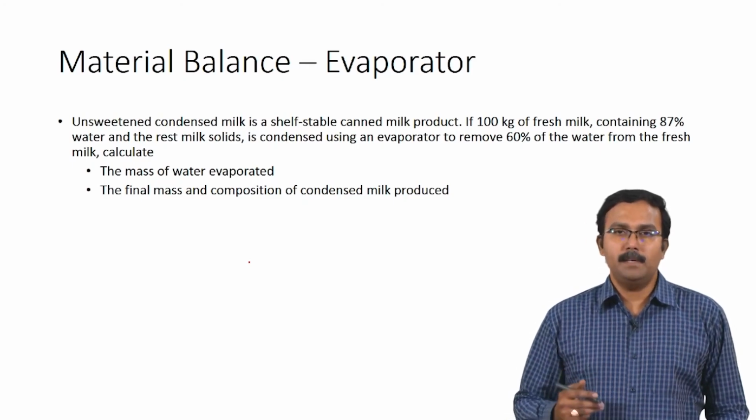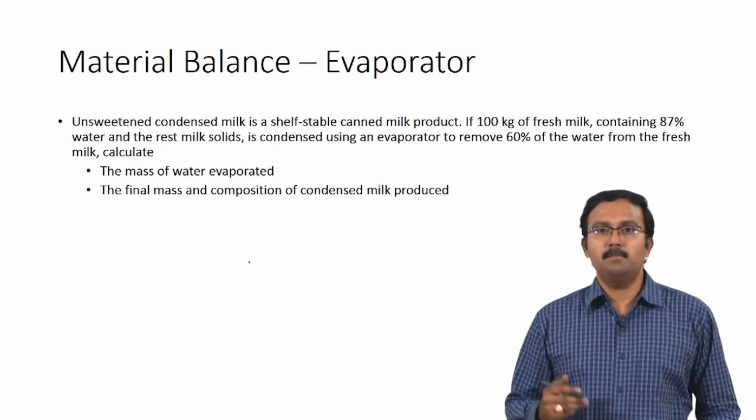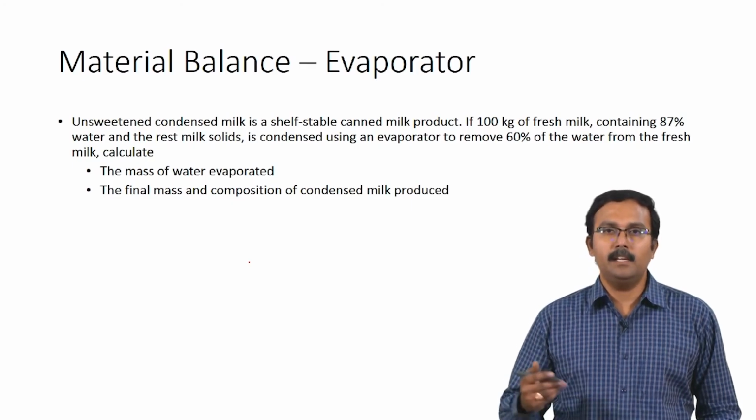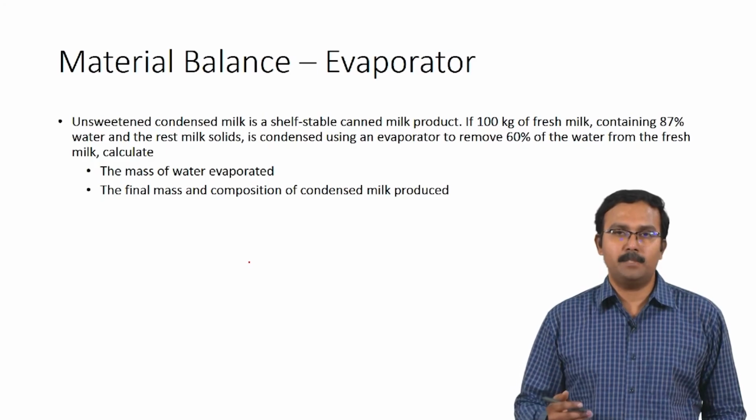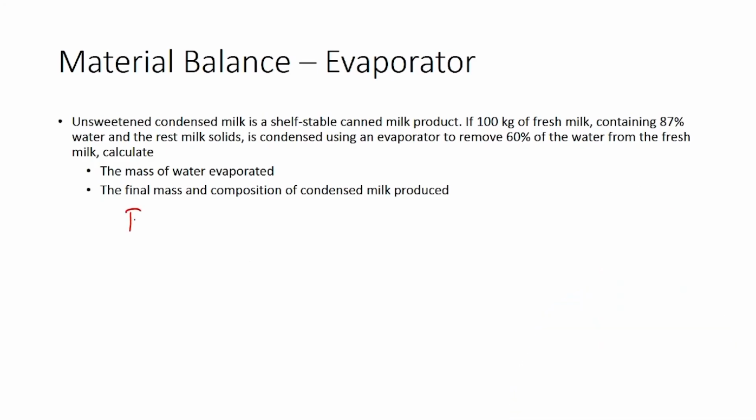So the problem statement says that 100 kilograms of fresh milk is entering into the evaporator. So we will use 100 kilograms of fresh milk as the basis. So let us write down the basis as 100 kilograms of fresh milk.